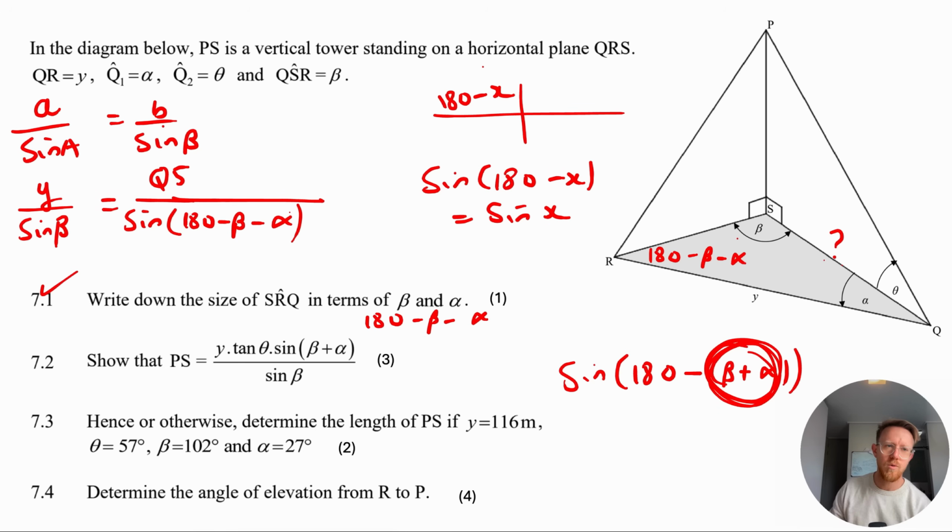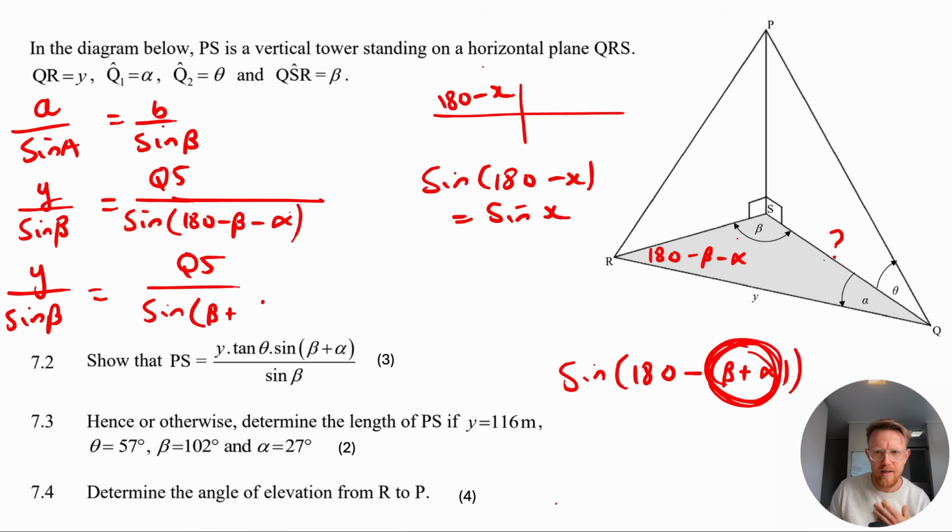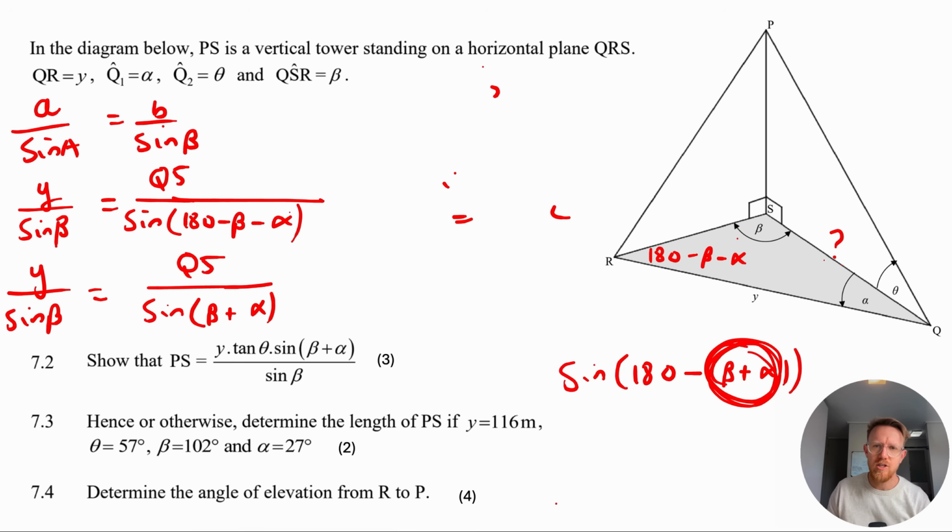And so we can now say, we will now have y over sin b equals qs over the sin of beta plus alpha. Okay, and obviously that's where that's going to come from later. So now the next thing is, okay, so now we need to get the qs alone in this equation.